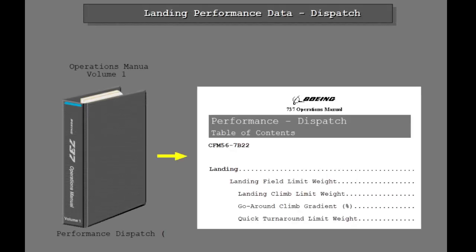We will now discuss the landing performance information that is provided in the Performance Dispatch section of the Operations Manual. This information includes landing fuel limit weight and landing climb limit weight. For JAA operators, go-around climb gradient capability is also included for low visibility operations. Quick turnaround limit weights will be discussed later in the Quick Turnaround module.